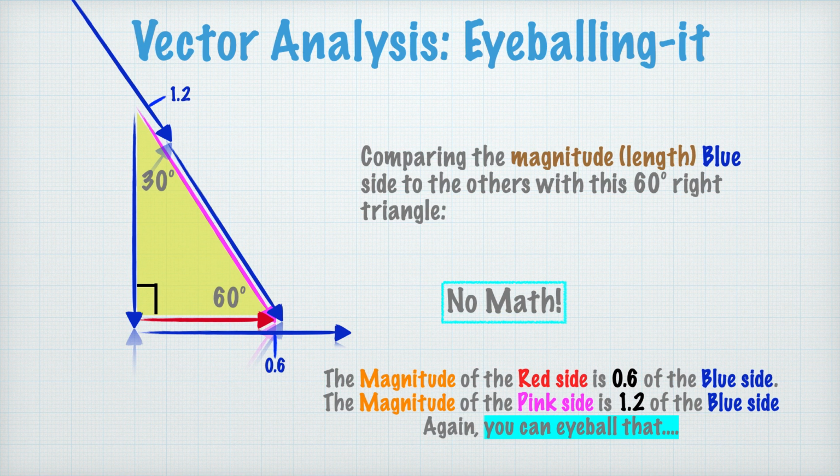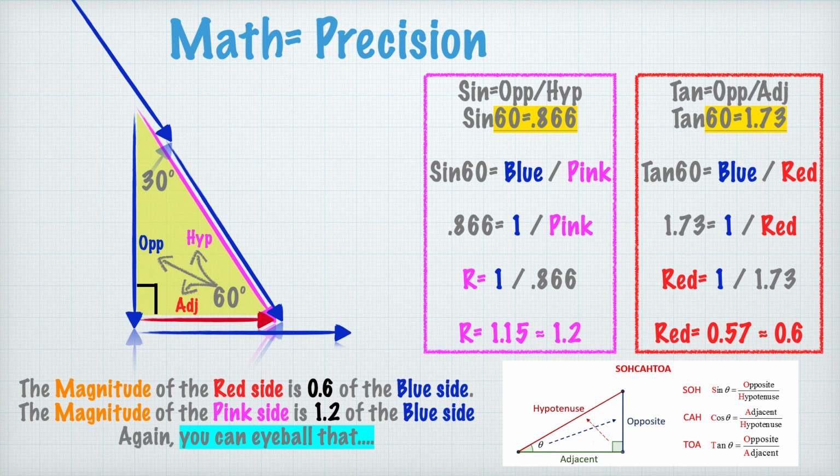So if we look at this and we just eyeball it, we take our originating blue vector, we compare that to the red vector on the bottom. It's a little more than half. It's right around 0.6 of the blue vector, so it's 60%, or 0.6 of the blue vector. And then if we look at our pink side of our triangle, we can just guesstimate and estimate that it's about 1.2 times the blue vector. So again, no math needed. But if we want to bring the precision in, we can see how accurate our estimations were.